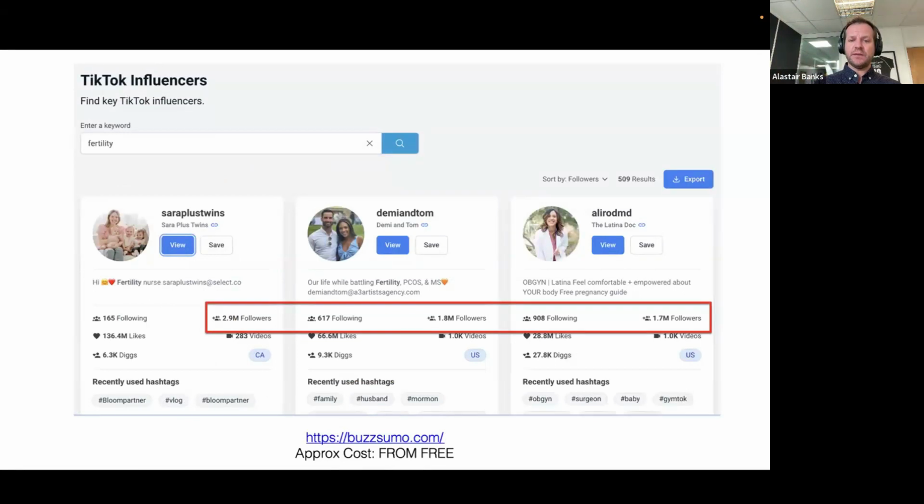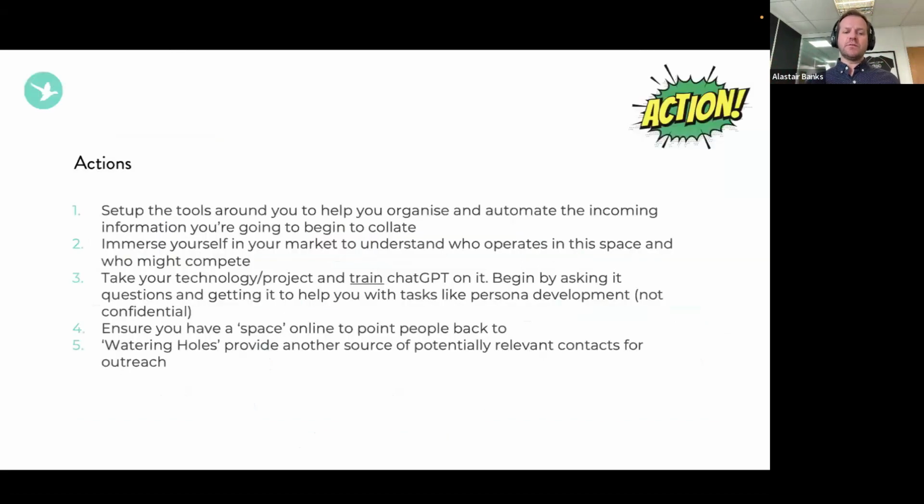When I did this project for fertility, BuzzSumo showed me these people for TikTok. And you can see here, the number of people that follow these people on TikTok is ridiculous. 2.9 million followers for the first one. Are they going to respond to me if I try and reach out to them about this research or technology? Probably not. But it's worth knowing that these tools do exist, so you can use them if you want to.